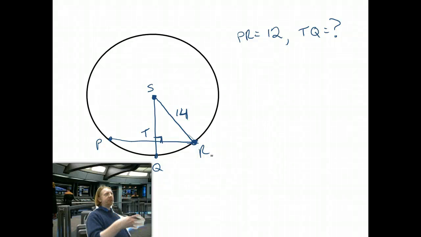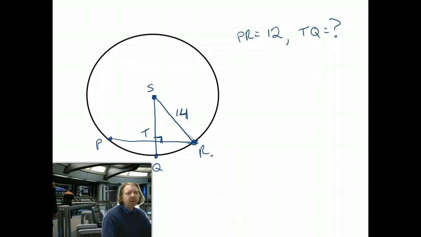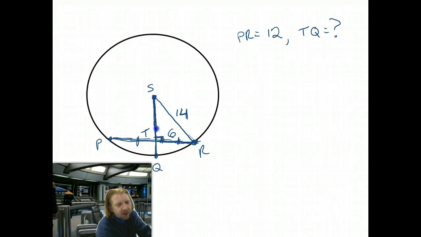As people have been brainstorming, let's run down this quickly and make sure we're okay with the approach. PR, that's this segment right here, that's 12 units. So how long is TR? 6. Because the rule is, if it's perpendicular, I know it bisects. Because there's the radius. Now I've got SQ as 14, but that's not what I'm looking for. I'm looking for just that little part below it.